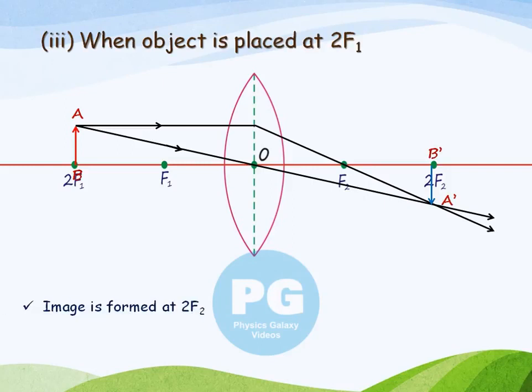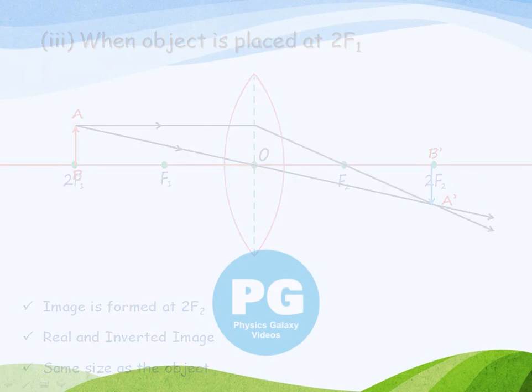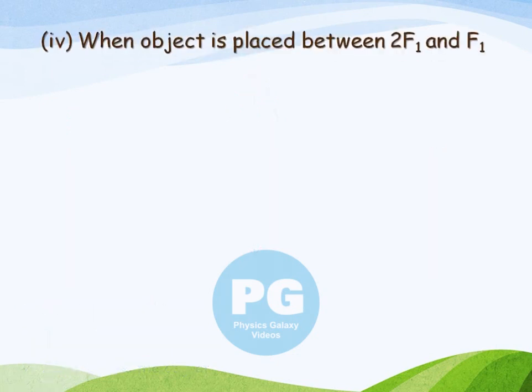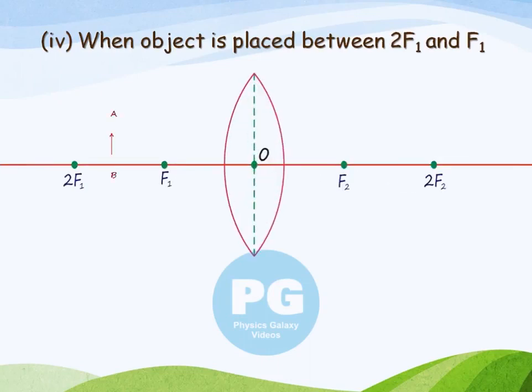So we can say the image is formed at 2f2, which is a real and inverted image, as it is formed by actual meeting of two refracted rays. And it is of the same size as the object. When object is placed between 2f1 and f1. So here we are having an extended object AB, and now it is placed between 2f1 and f1.